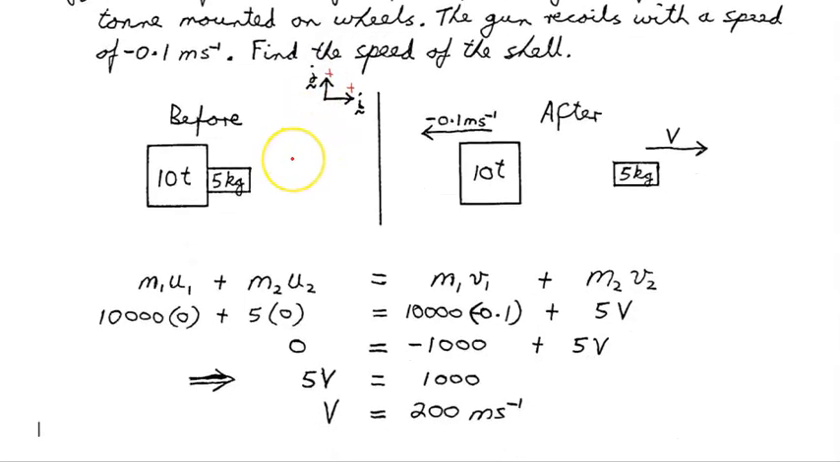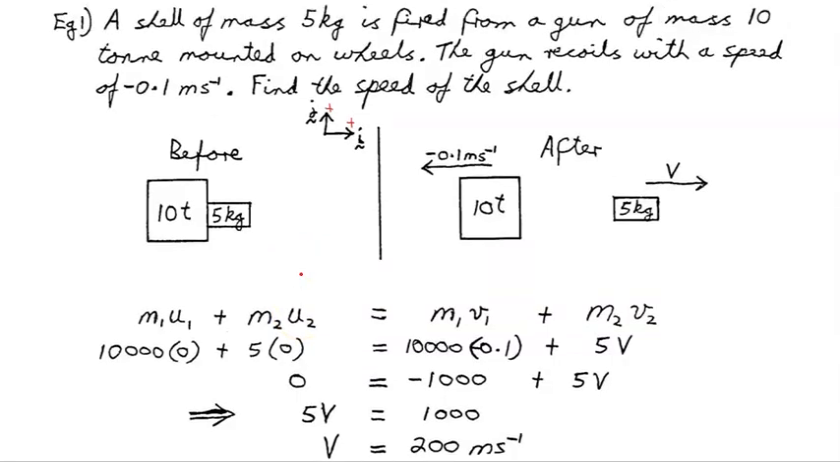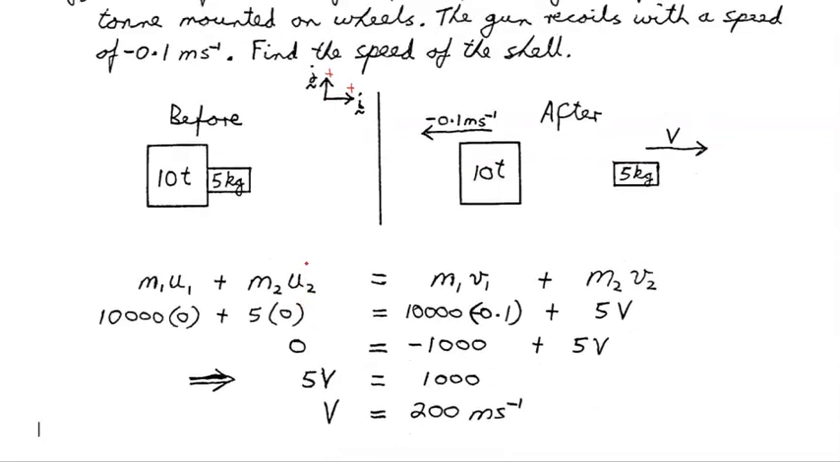We need to have a look at the situation before first. We have the mass m1 times u1 plus m2 times u2. For the mass m1, we've got 10 ton, so it's 10,000 kilograms times its initial velocity, which is 0 because it's at rest. The shell is 5 kilograms, it's at rest too, sitting in the barrel of the gun, nothing's moving. So on the left-hand side here, total momentum is 0. Let's have a look at the momentum afterwards, after they fired. We have 10,000 kilograms times negative 0.1. It has to be negative 0.1 because it's moving off to the left.